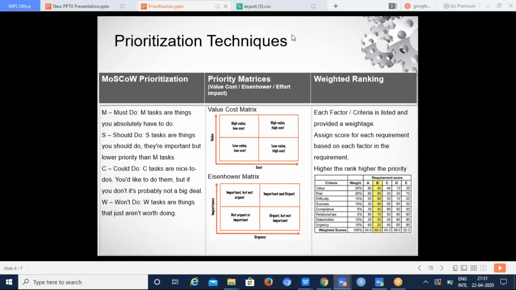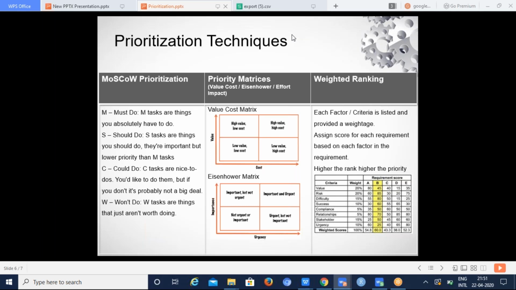And then comes S. These are the should do requirements. These requirements are important but not as important as M, or they might be dependent on M. Only if you develop the requirements that are part of M will you be able to develop S. So those kinds of requirements will be categorized as should do. They are important but have a lower priority than M.